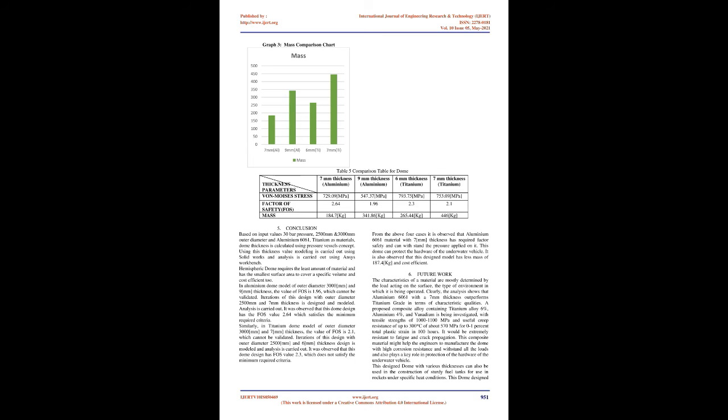6. Future work. The characteristics of a material are mostly determined by the load acting on the surface and the type of environment in which it is being operated. Clearly, the analysis shows that aluminium 6061 with a 7 mm thickness outperforms the titanium grade in terms of characteristic qualities.